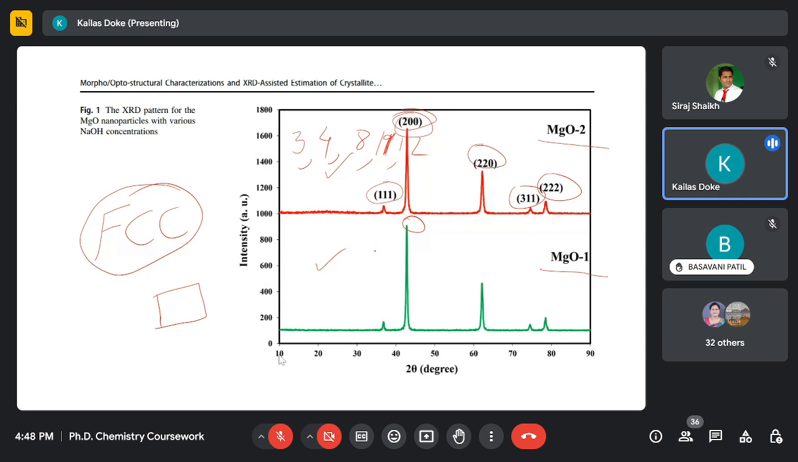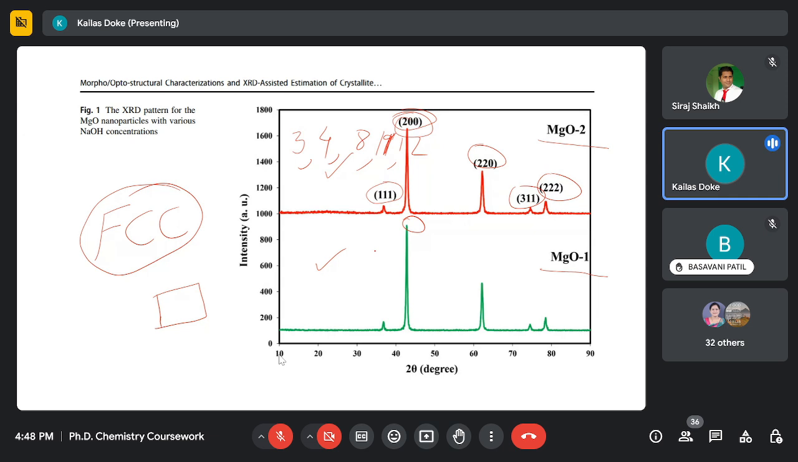Why do we consider the intense peak? Because in the previous calculation, I showed that we got the accurate A value with the help of the most intense peak present in the diffraction pattern of the crystal structure. So beta D is nothing but the full width at half maximum obtained from the most intense peak.